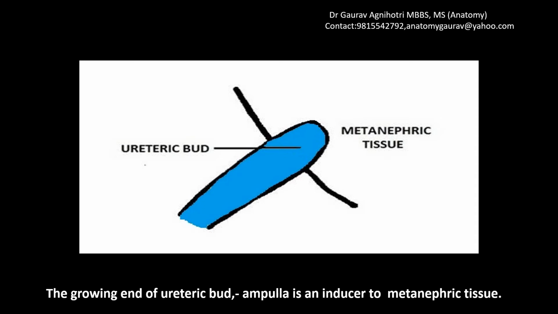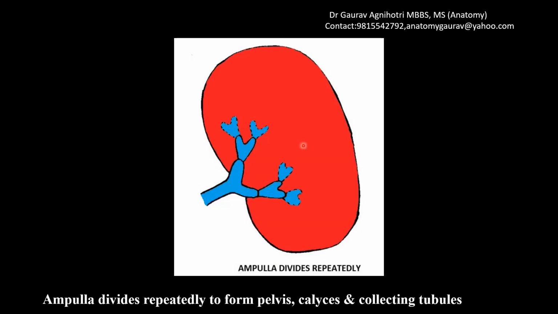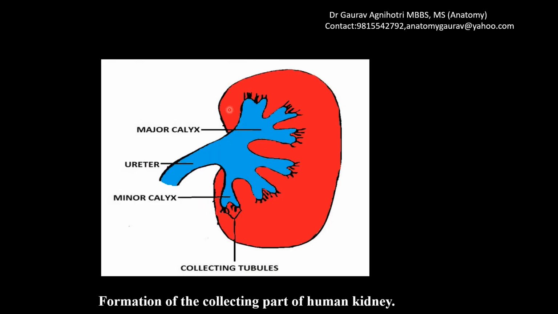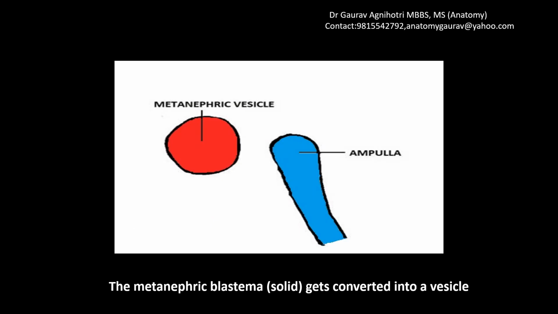Okay, so here we see the ampulla dividing repeatedly to form the pelvis, the calyces, and it will also form the collecting tubule. So here we have the pelvis, the calyces, and the collecting tubule. They are formed by the repeated division of the ampulla, and this leads to the formation of the collecting part of the human kidney.